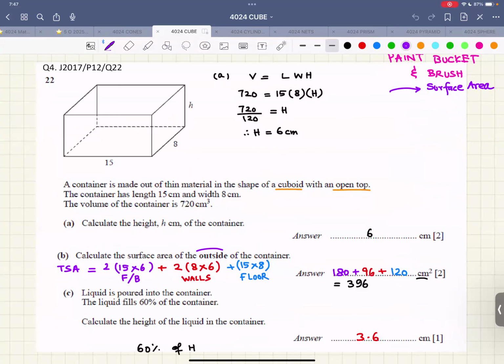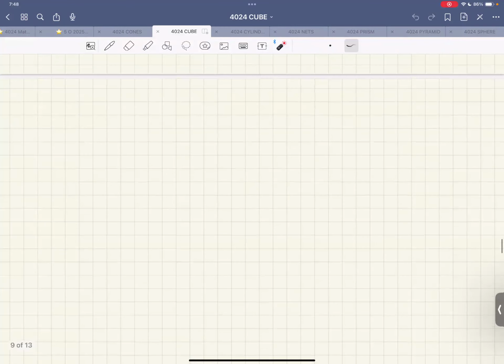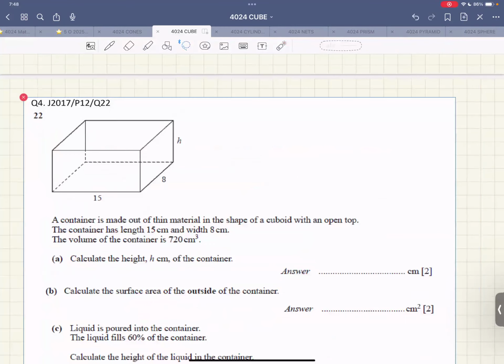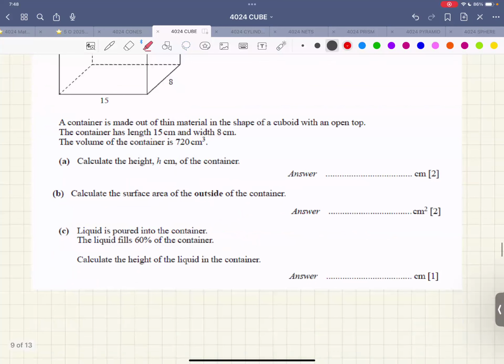So now this is paper 1-2 again. It says a container is made out of thin metal. That means we ignore the thickness. That's what it means. In the shape of a cuboid with an open top. So let me just copy this first. Let me paste it over here. And then let me just highlight it like this. And then it says it's made in the shape of a cuboid with an open top.